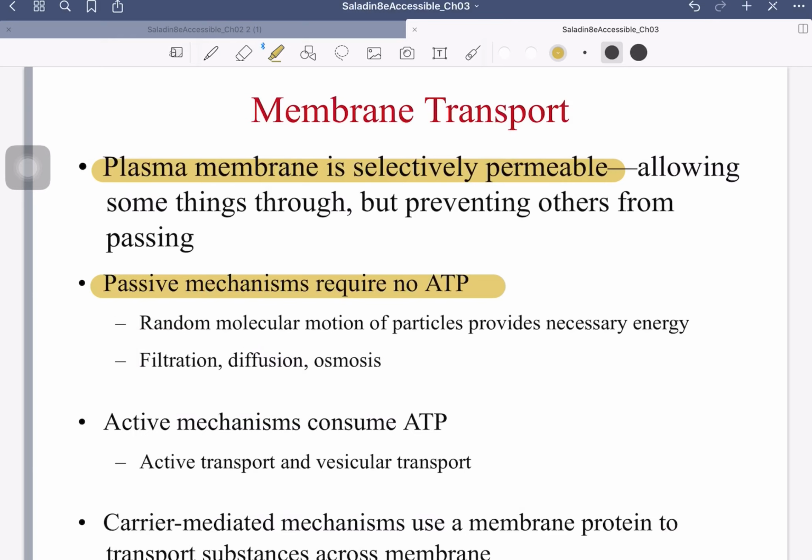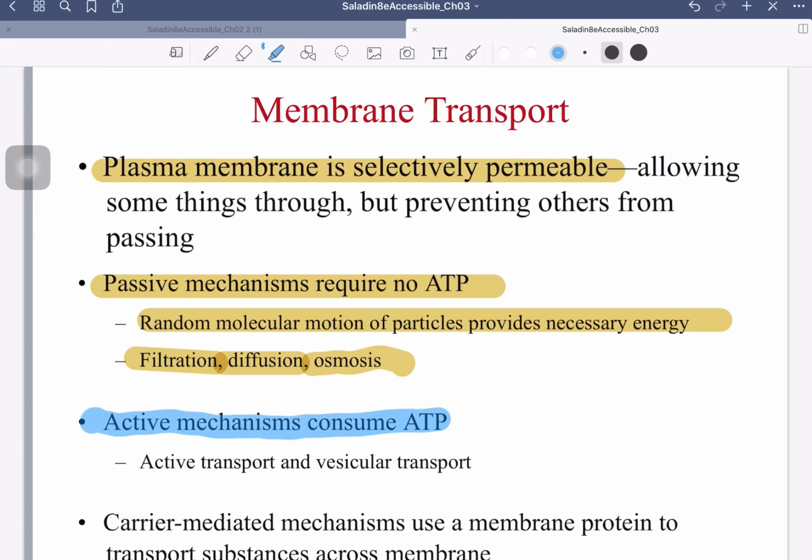We'll just mention those. Those don't require the use of ATP. And this is really driven by random molecular motion of particles. Now, which ones fall into this category? Things like filtration, diffusion, and osmosis are classic examples of the passive mechanisms. Not surprisingly, if we have passive mechanisms, we also have active mechanisms. And the hallmark of those is that they do use ATP.